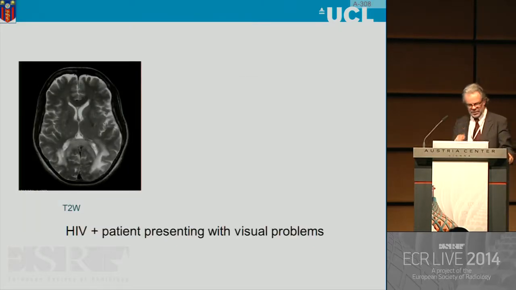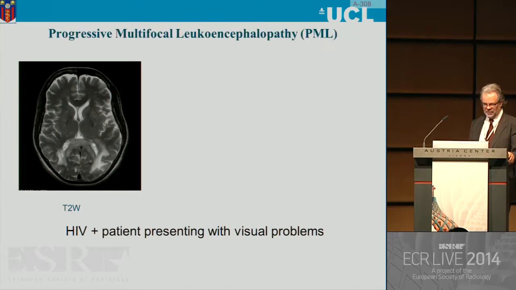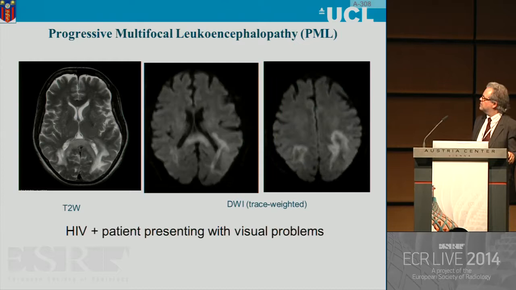Now, what about this patient? It's an HIV-positive patient with visual symptoms. Now, could this be a glioma infiltrating along the corpus callosum? Yes, it could be. But if you look at the diffusion-weighted image, you see this flame-like edge, and this is very characteristic, this high signal edge of progressive multifocal leukoencephalopathy.